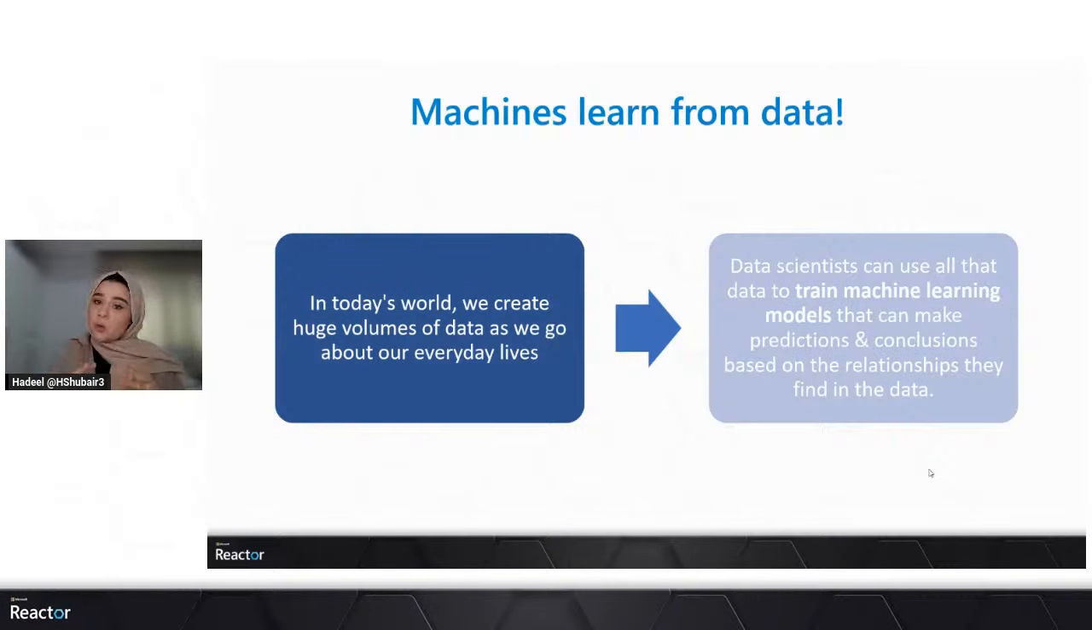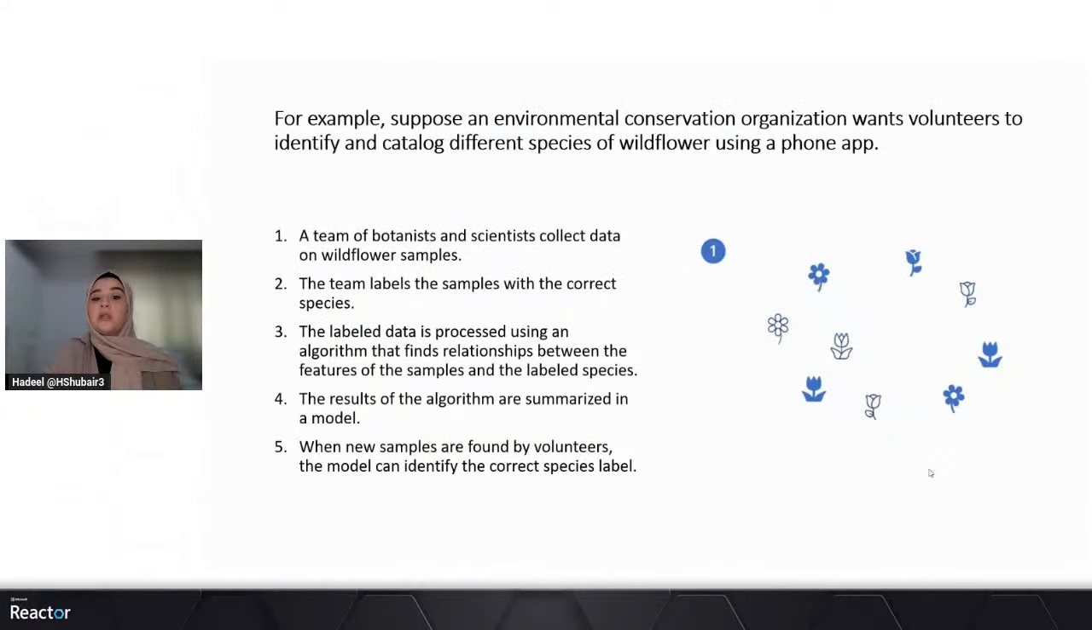And what do data scientists, or data analysts, actually do with that data? They take all that data to train machine learning models that can help with better decision making, making further predictions or even conclusions based on the relationships and patterns they find in the data that you feed it. So this is how machines learn. They learn from the data that you give it.